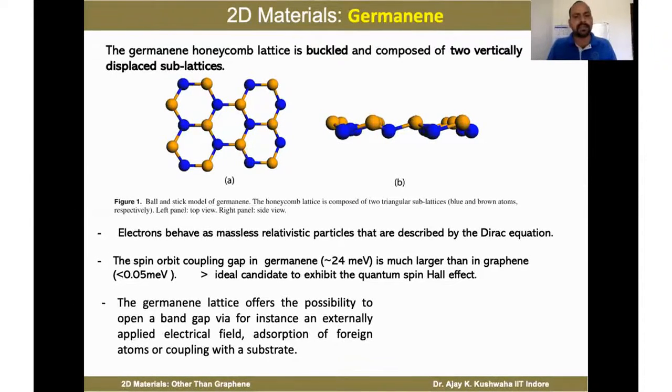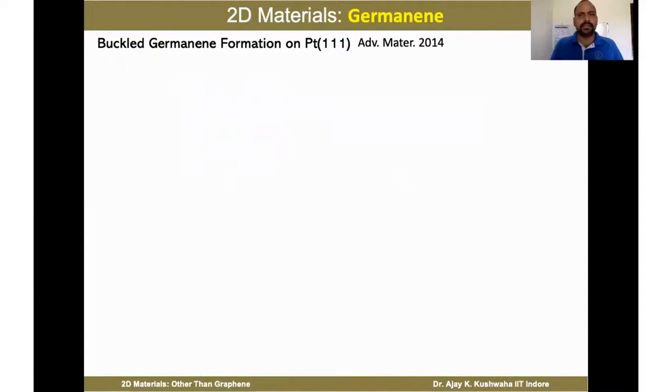The germanene lattice offers the possibility to open a band gap via an external applied electric field. So by applying an external electric field, we can change the band gap, absorption of foreign atoms, or coupling with the substrate. That is quite similar to what we observe in the case of graphene. So I would like to discuss this paper.